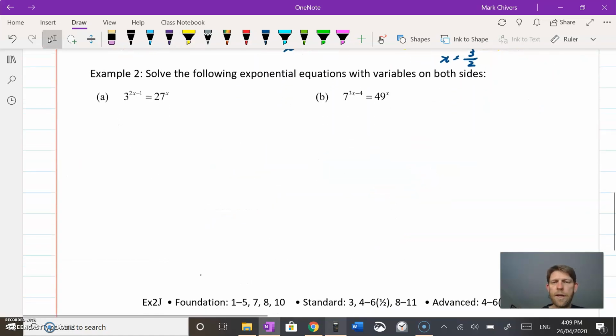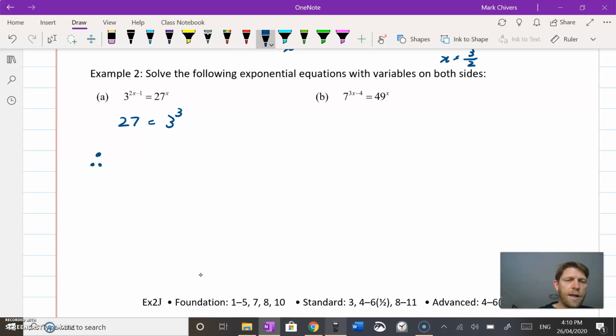So these next ones get a little bit more tricky. So we've got 3 to the power of 2x minus 1 equals 27 to the power of x. So the very first thing we're going to do is get the bases the same. I'm not going to be able to change 3 to the power of 2x minus 1, but 27, well, that's just 3 cubed, isn't it? 3 times 3 is 9, times 3 again, that's 27.